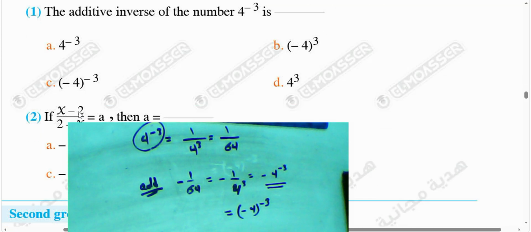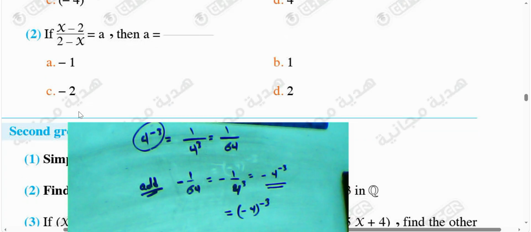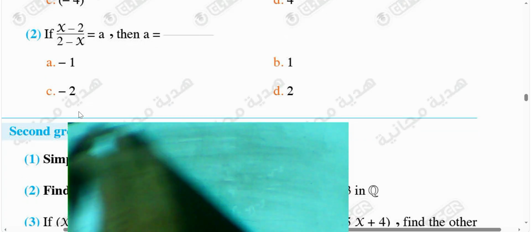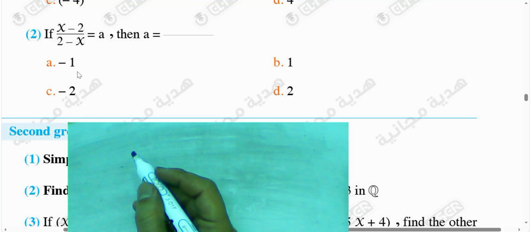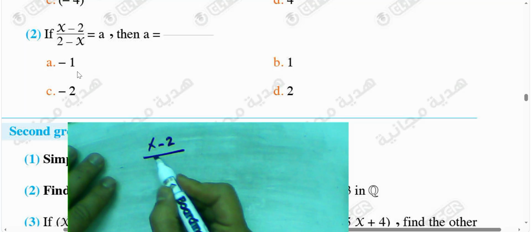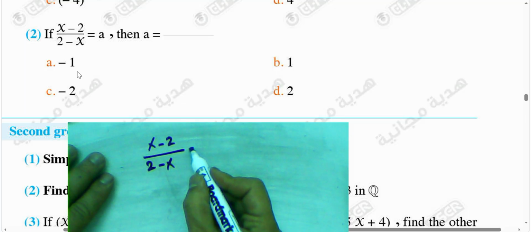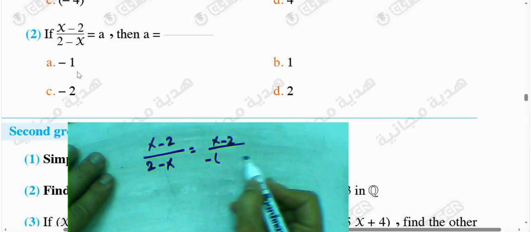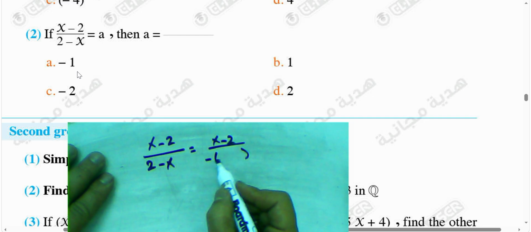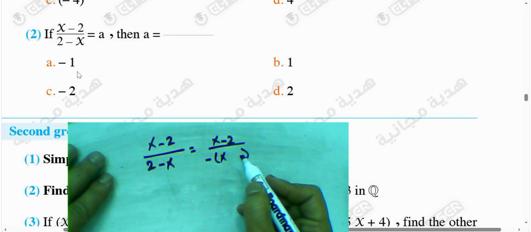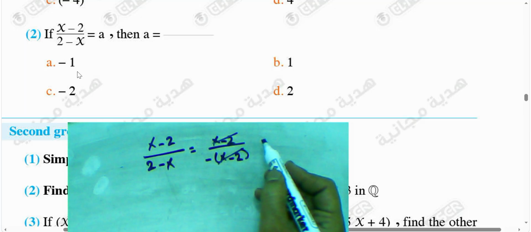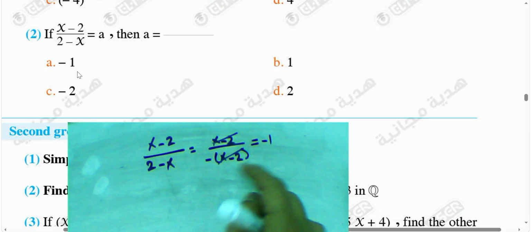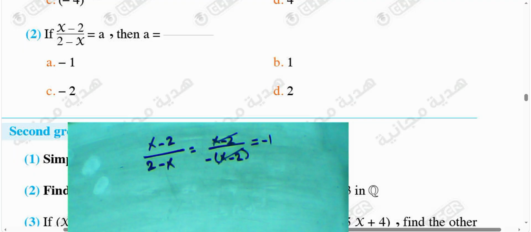Additive inverse. If x minus 2 over 2 minus x equals a, then what is the value of a? Look here, the numerator is the additive inverse of the denominator, so the answer will be negative 1. Because we have x minus 2 over 2 minus x, you can write the highest common factor down, negative 1. Negative x divided by negative 1 equals x, and 2 divided by negative 1 equals negative 2. Then negative 2 divided by negative 2 is 1. 1 times negative 1 will be negative 1. Then the answer here will be negative 1.